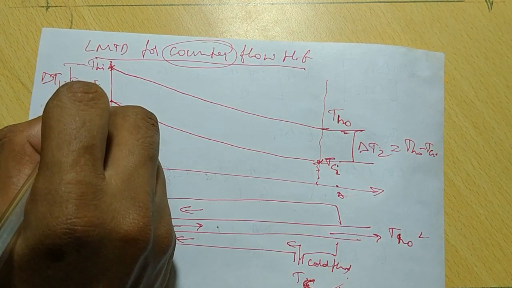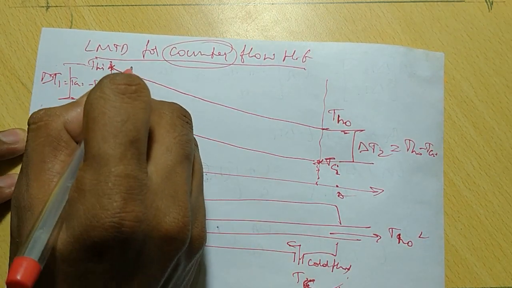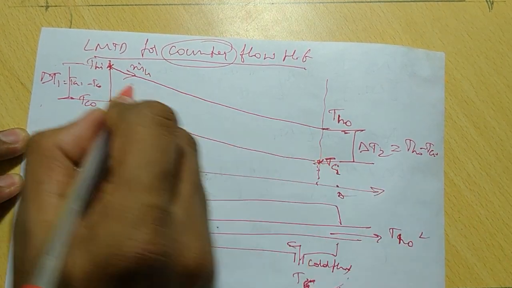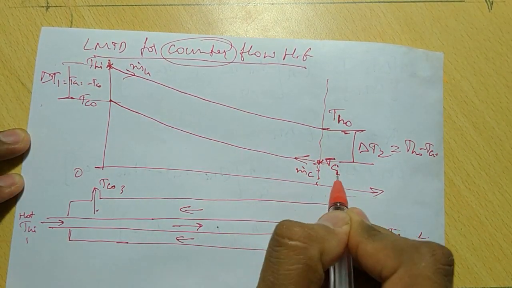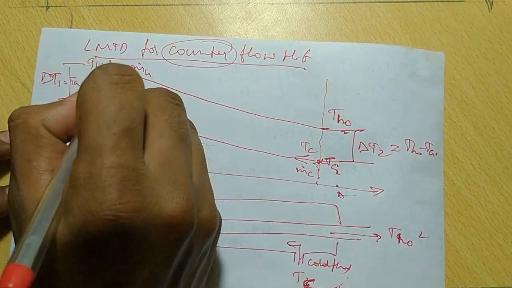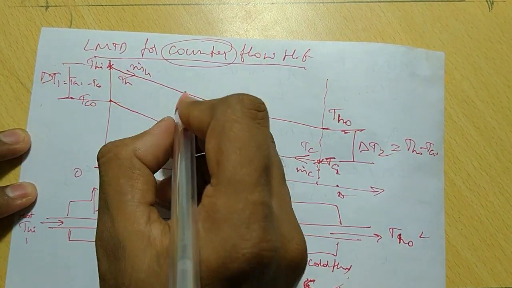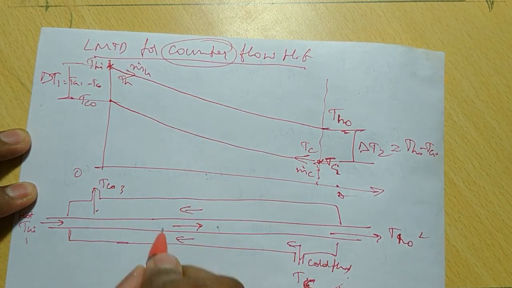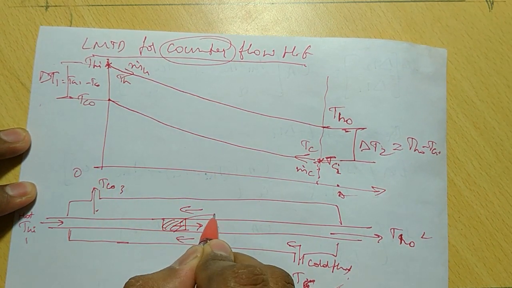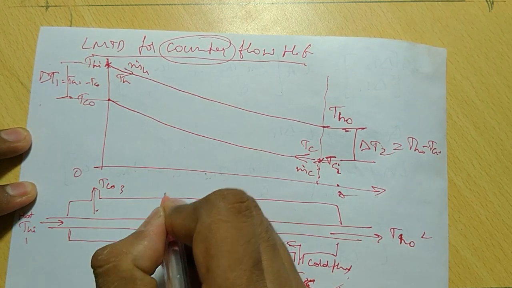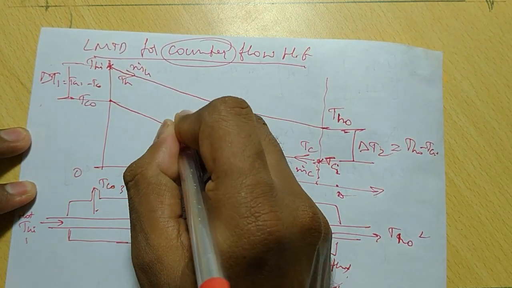This is THI, this is TC naught. This is the m dot h. The hot fluid is moving from right to left, and this is m dot c, and this is the TC, and this is the TH. Once again, consider the small elemental area dA. In that area, the rate of heat transfer takes place.